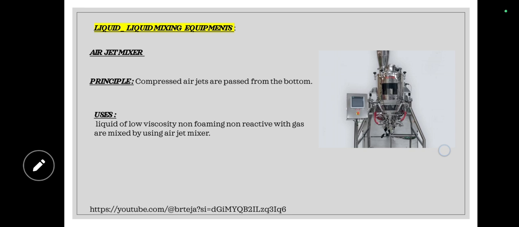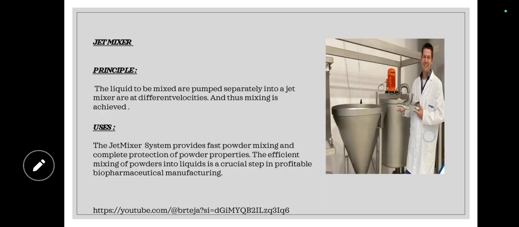See the next slide. Jet mixer. What is the principle involved in the jet mixer? The liquids to be mixed are pumped separately into a jet mixer at different velocities, and thus mixing is achieved. What are the uses of the jet mixer? The jet mixer system provides fast powder mixing and complete protection of powder properties. The efficient mixing of powders into liquids is a crucial step in profitable biopharmaceutical manufacturing. This is called the jet mixer, its principle and uses in the pharmaceutical industry.